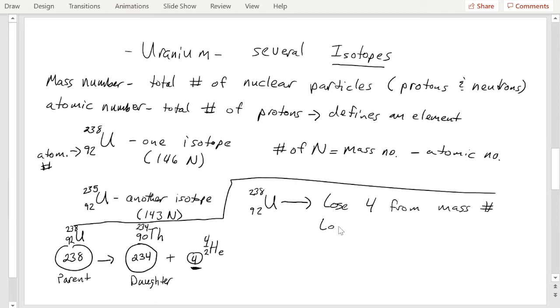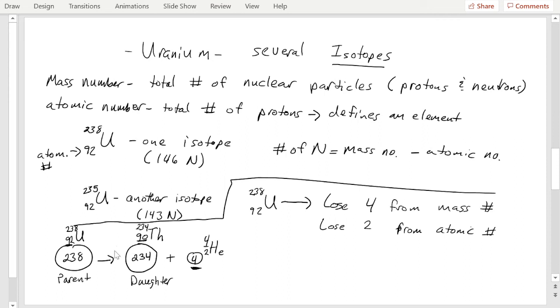So anytime you have an alpha decay, you lose 4 from your mass number and lose 2 protons, or lose 2 from your atomic number. So this is a genuinely different atom, okay? TH234 is fundamentally different than U238, right? So they have different chemical properties. These are 2 different actual elements.